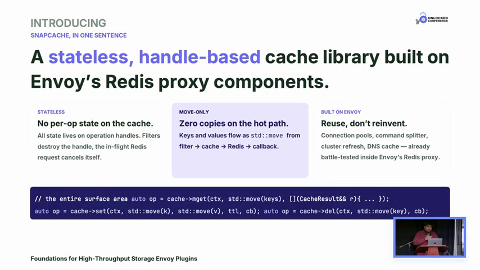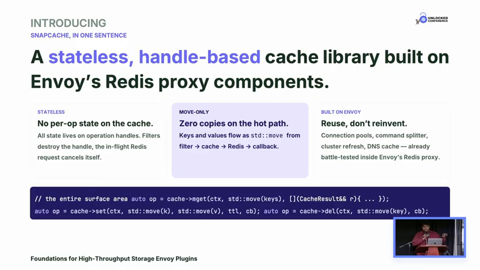So what is the Snapcache lib? It's a truly stateless async library which is built on top of Redis Envoy proxy components. What I meant by stateless is basically it doesn't store or manage any in-flight operations. It just wraps it around a handle and returns it immediately to the caller.